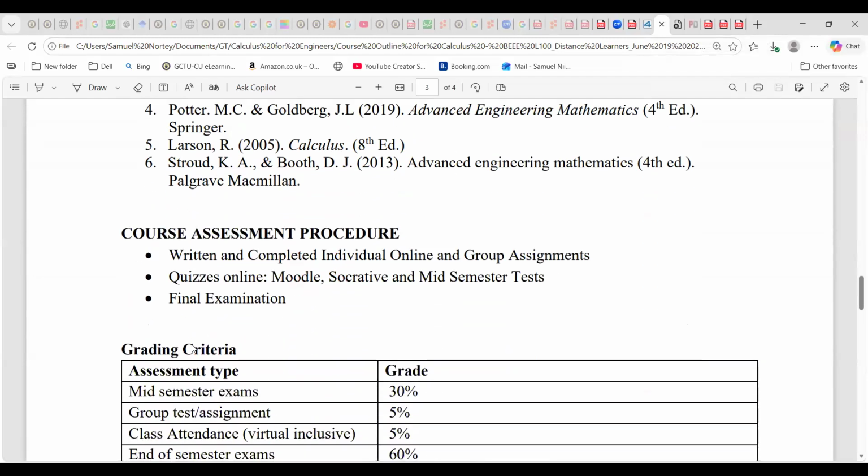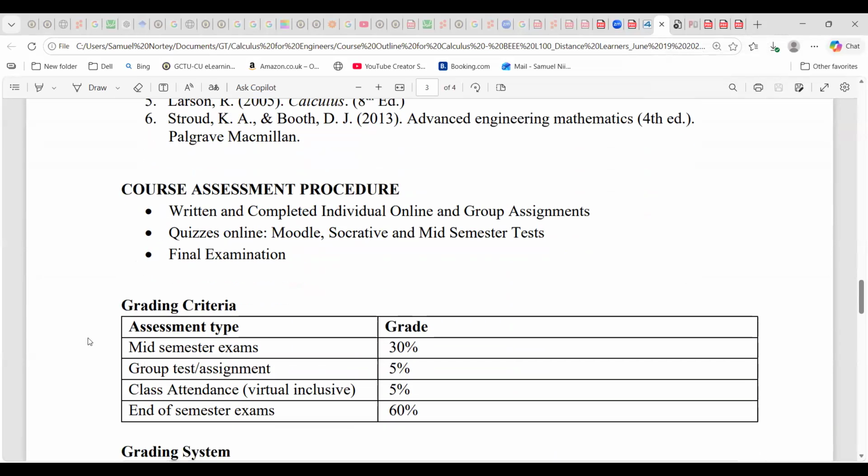You know the way we assess. I give a lot of assignments, which are worksheets that you practice. So those ones, and then the quizzes that you will see on the LMS. Again, I am yet to populate these ones.